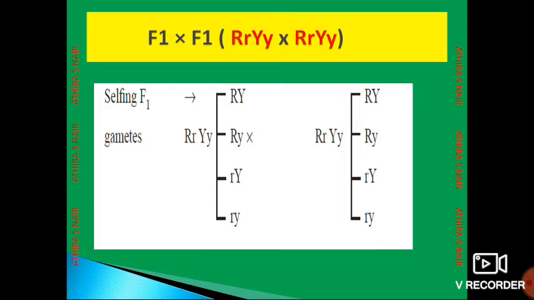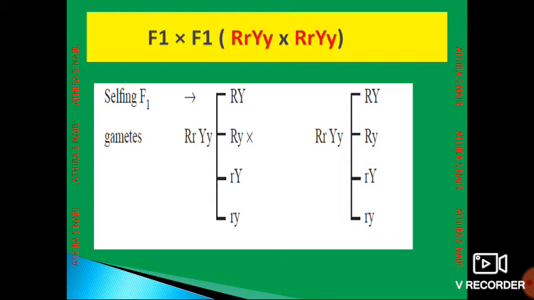When we self-pollinate these plants, from one F1 plant 4 types of gametes are produced. The first type of gamete has capital R, capital Y alleles, the next has capital R, small y, the next has small r, capital Y, and the other gamete has small r, small y. Like that, 4 types of gametes are produced from the male and female parent.